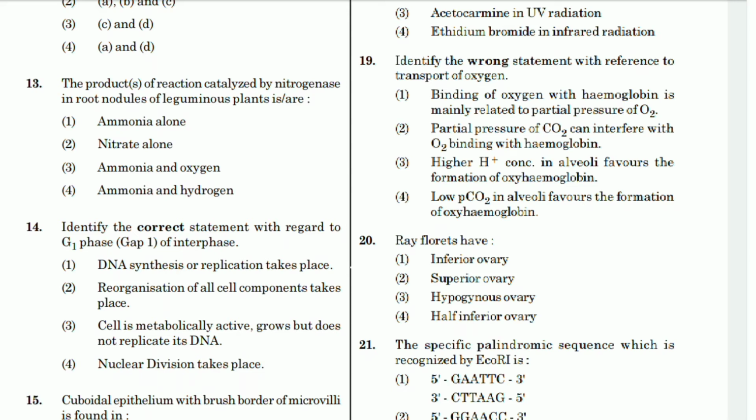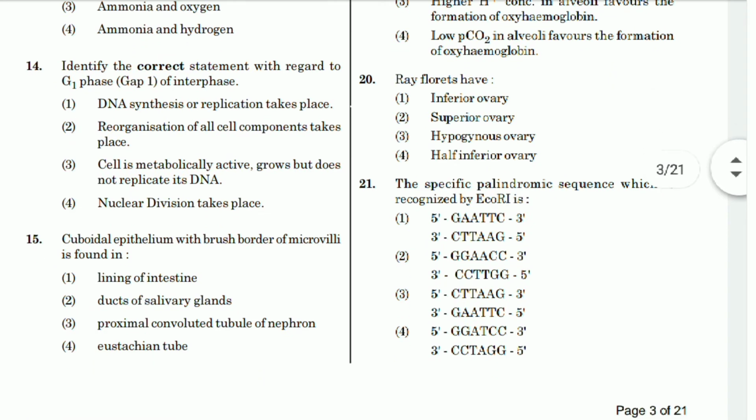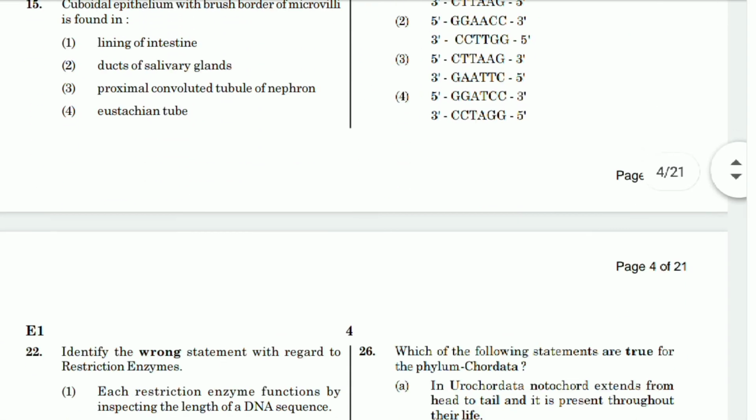The 20th question is, ray florets have, and the options are inferior ovary, superior ovary, hypogynous ovary, or half inferior ovary. And the correct answer is option A, inferior ovary. Next question, the specific palindromic sequence which is recognized by EcoRI is. And the correct option is option A.